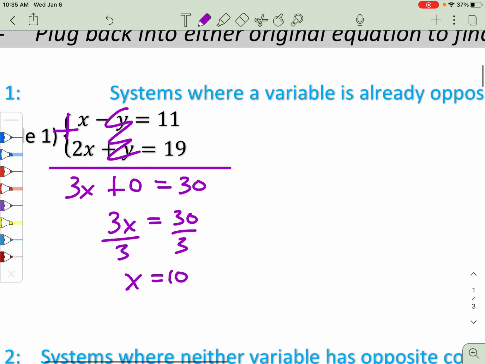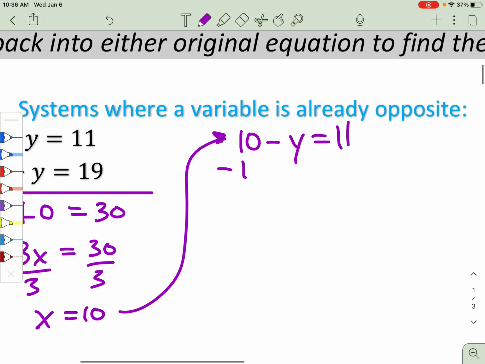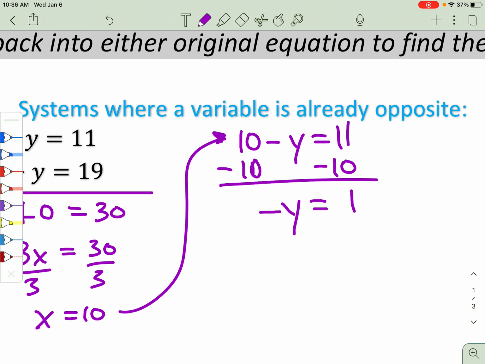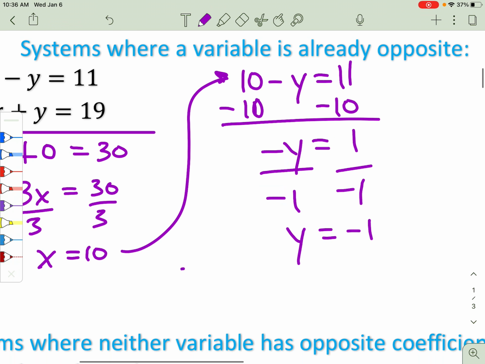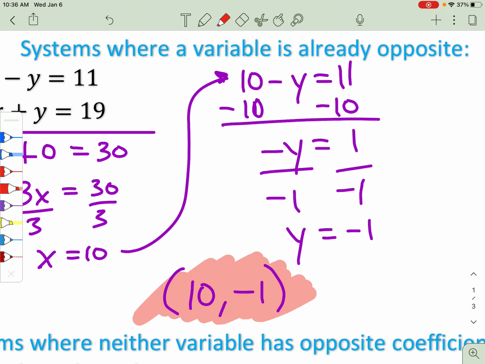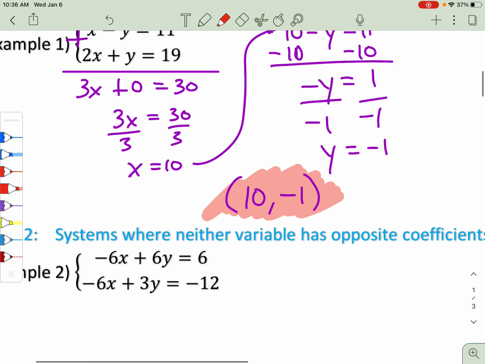Okay, but remember, that's not a solution. The solution to a system is a coordinate point, so we need to actually plug it back in. So I'm just going to use the top equation, but you could use the top or the bottom. So we have 10 minus y, that's all equal to 11. Okay, I'm going to subtract 10 from both sides. That gives me negative y equals 1, and then divide by negative 1. y equals negative 1. So my solution to this first example would be (10, negative 1). Okay, and that's how you use elimination. You add the two equations and eliminate a variable.